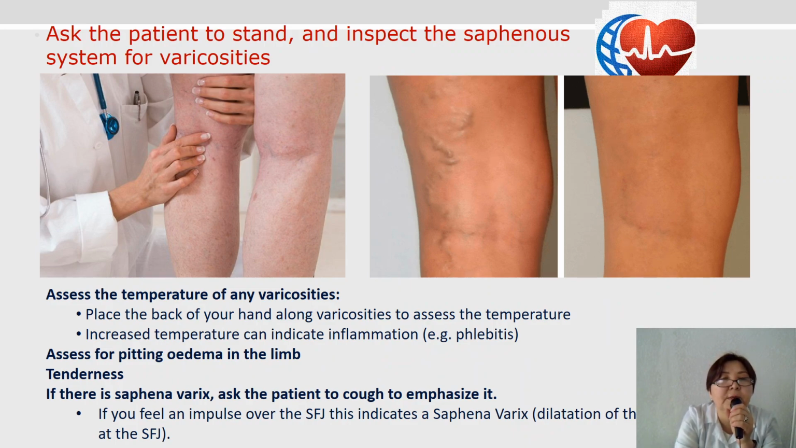Then ask the patient to stand and inspect the saphenous system for varicosities. Assess the temperature of any varicosities. Place the back of your hand along varicosities to assess the temperature. Increased temperature can indicate inflammation, for example, phlebitis. Assess for pitting edema in the limb. Then assess tenderness.